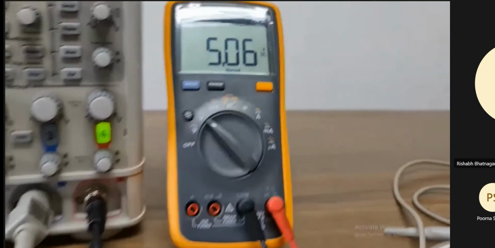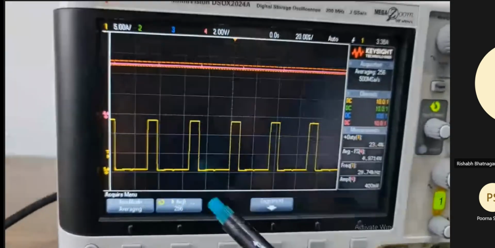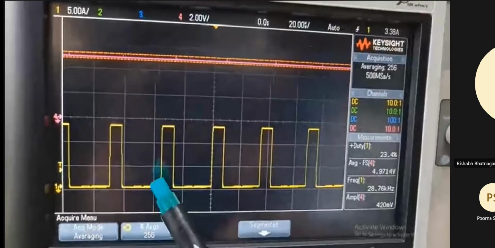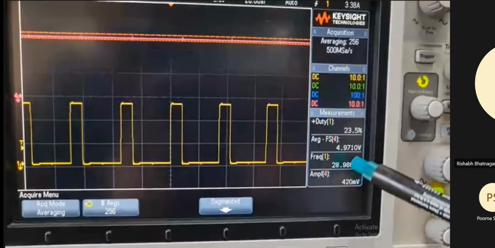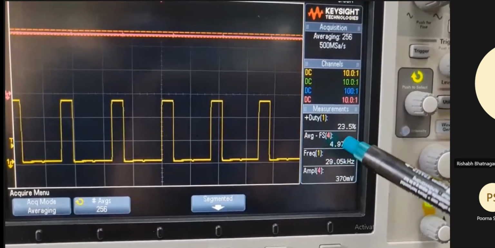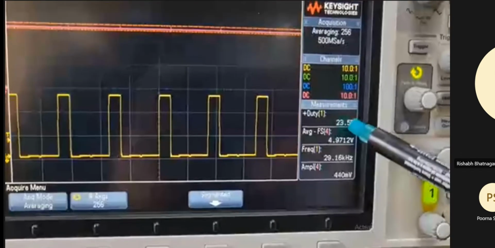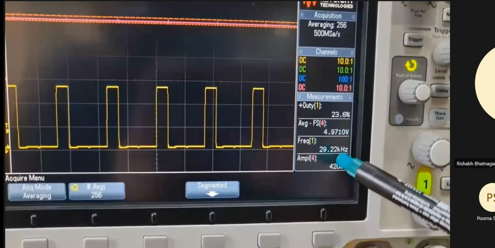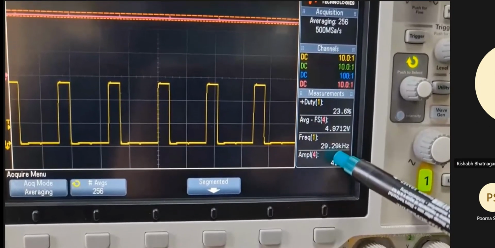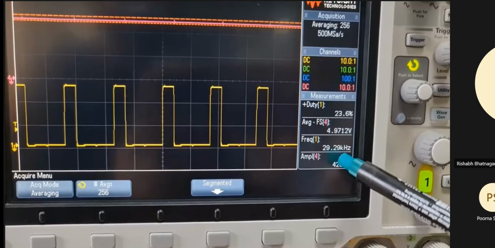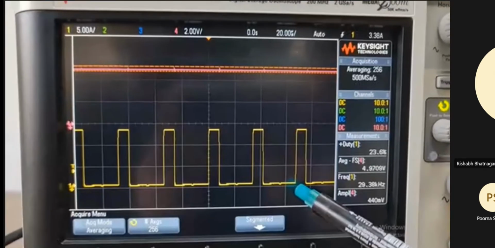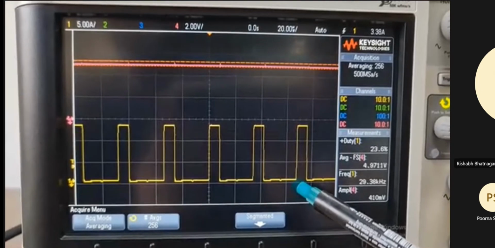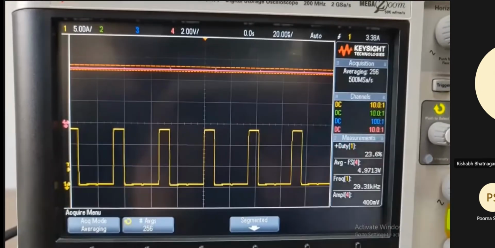This load voltage you can also see on the scope. Channel 1 is the duty ratio, whereas channel 4 is the load voltage. From the measurements display, you can see two important aspects: one is the duty ratio, another one is average voltage. The next one is switching frequency. According to the experimental prototype, the switching frequency is closely 29 kilohertz. This is a PWM signal which is coming from the gate and source.